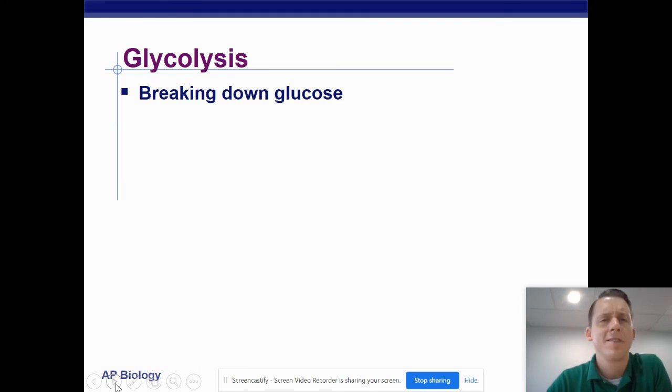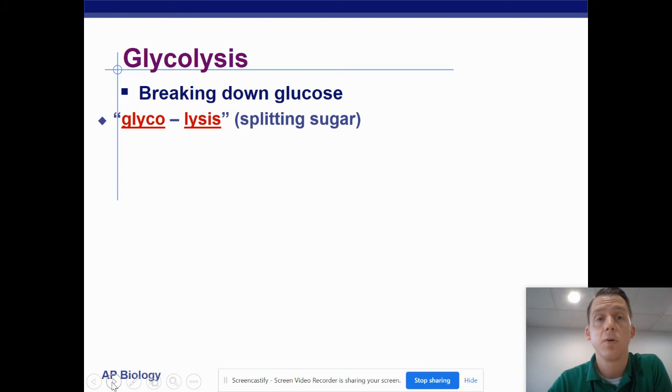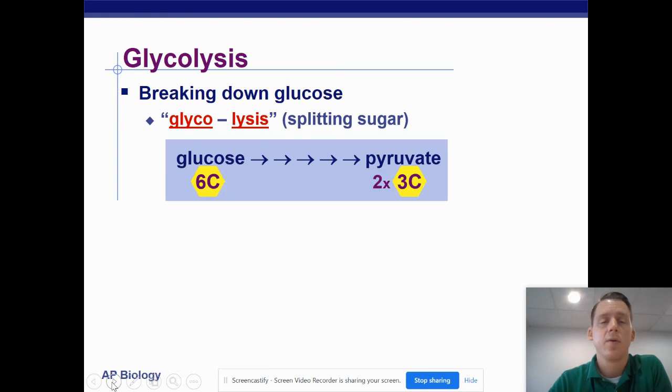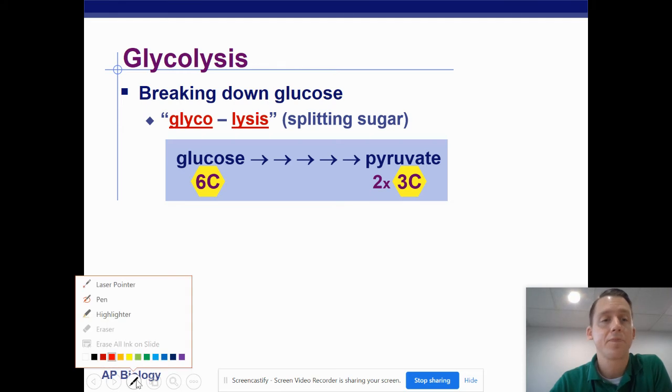So glycolysis, the lysis refers to breaking. The glyco refers to glucose. This is the process of breaking up glucose. Right? And what's actually going to happen overall, the entire process is basically this right here.